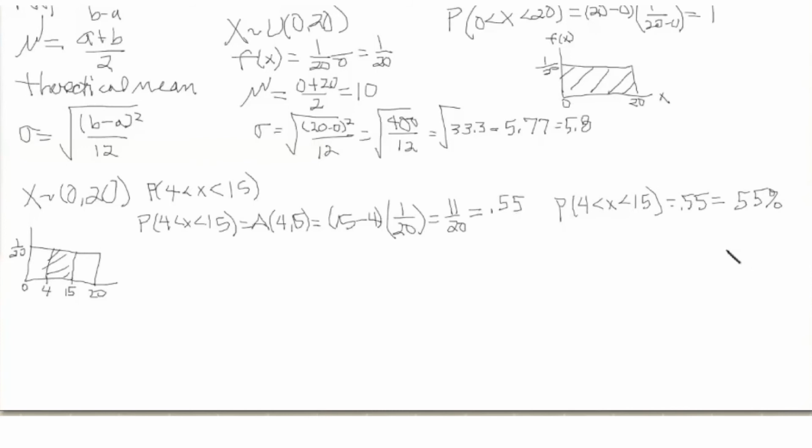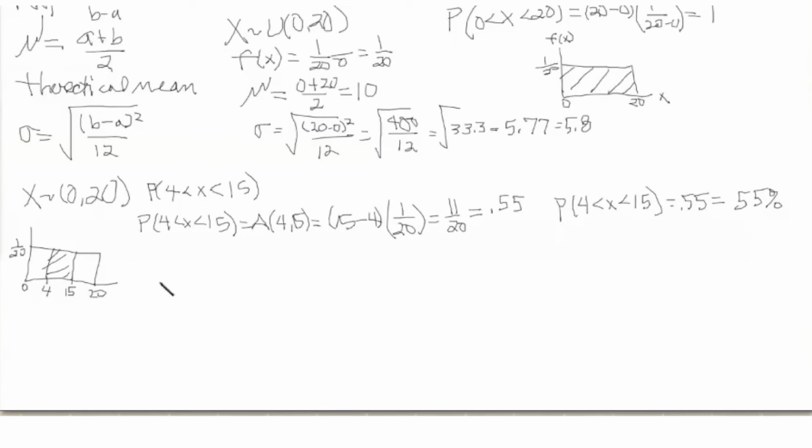Okay, any questions? Okay, so these are the formulas for finding the uniform distribution. Now there's one more point with a uniform distribution. So remember it's the area under the, the shaded area under the line.